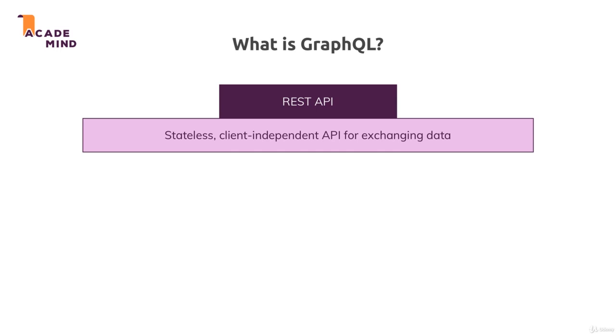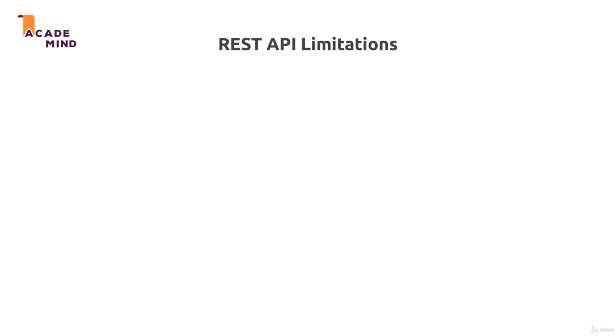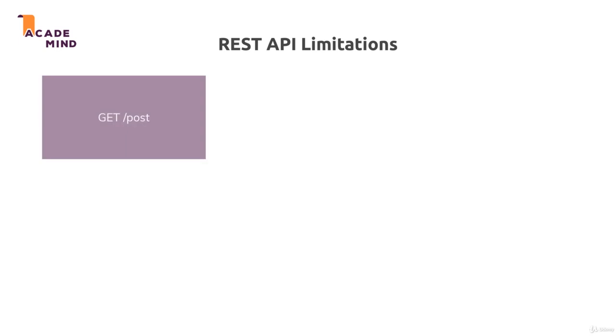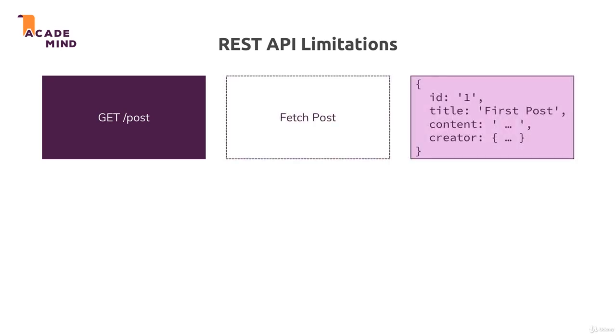A GraphQL API is generally not that different. It's also a stateless client-independent API for exchanging data, but, and that is the important part, of course, with higher query flexibility. And to understand that, let's have a look at some REST API limitations. Let's say in our REST API, we have an endpoint that looks like that. We can send a GET request to /post, and as you might imagine, this would fetch us a post, let's say from the database, but could also be from a file or anything like that, of course.